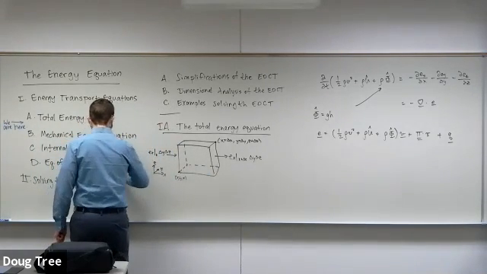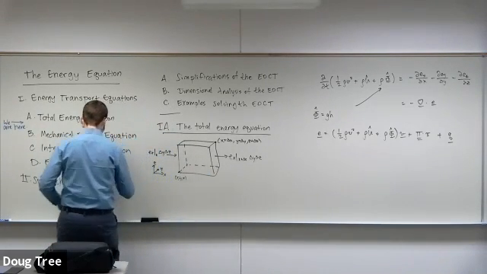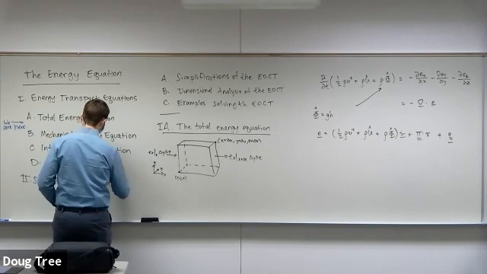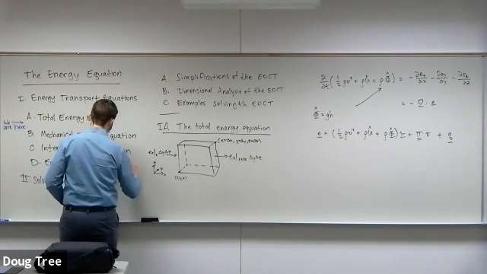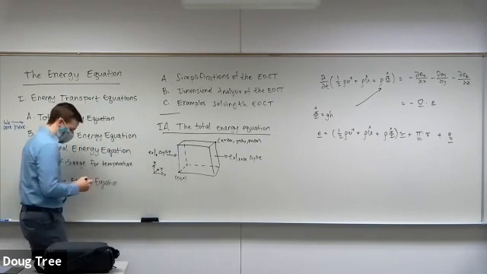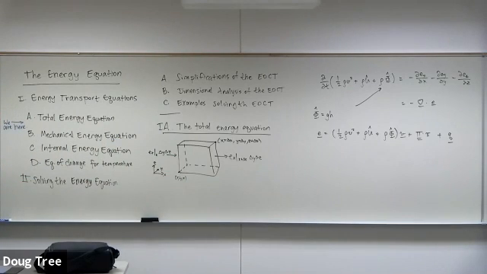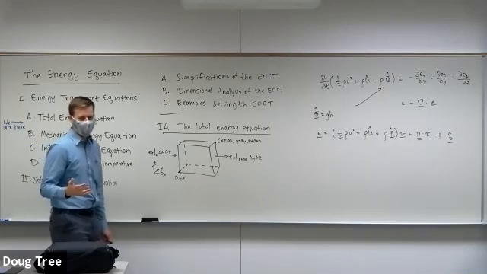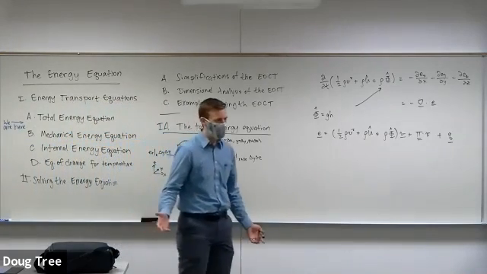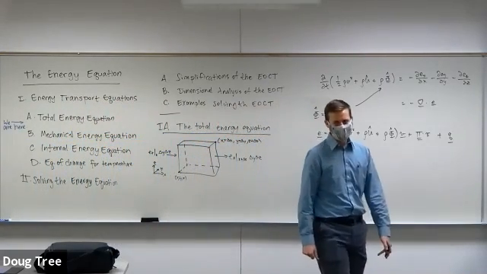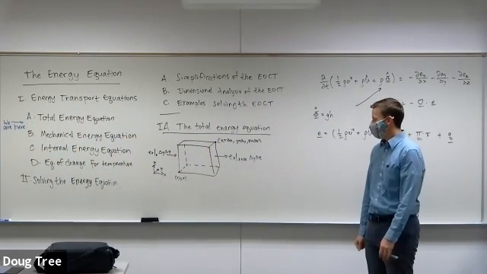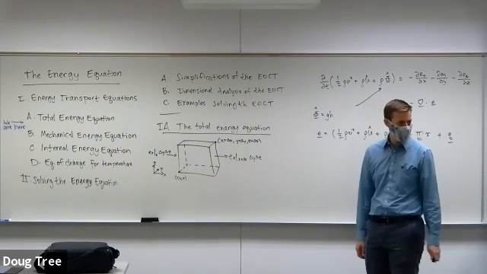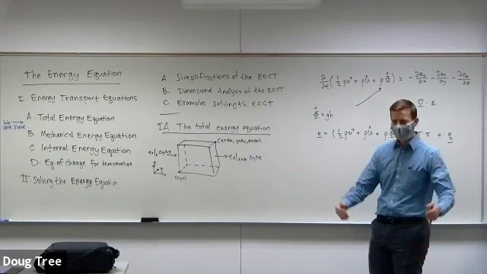temperature. How do I get an equation of change for temperature? Similar to the question of how did I get an equation of change for velocity? The equation of change for velocity, we had a name for that. That was the Navier-Stokes equation. We won't be so lucky to have a name for the equation of change for temperature. There's no name for that one. You can make up your own.